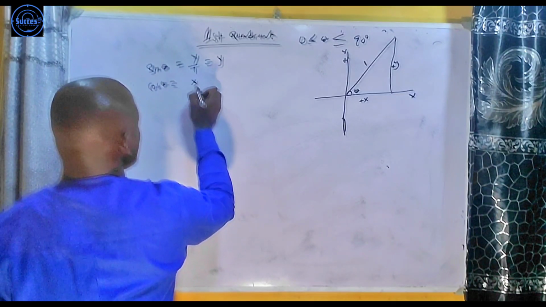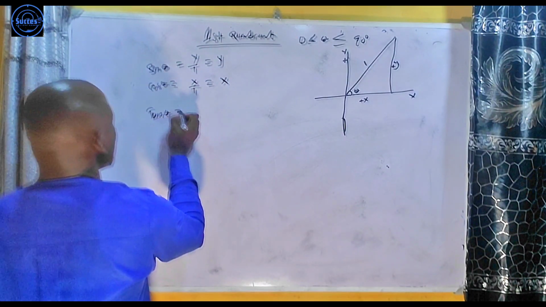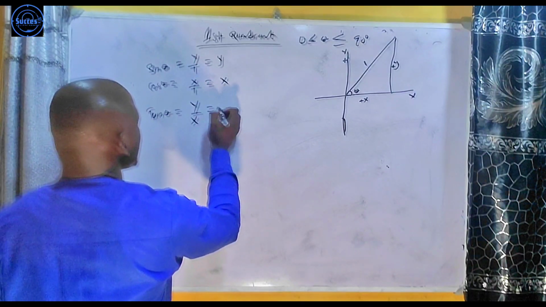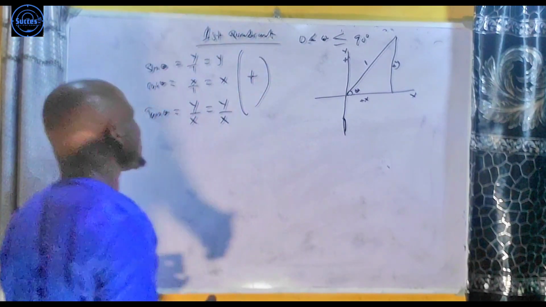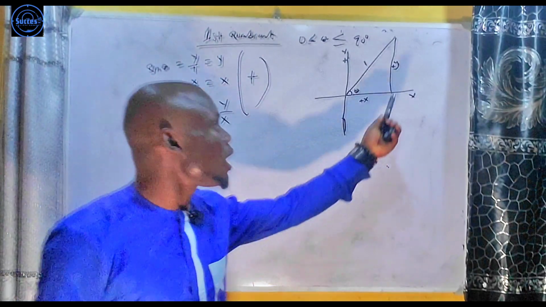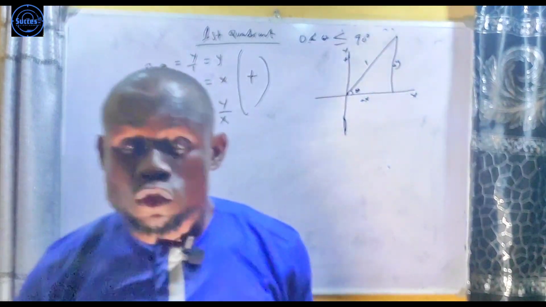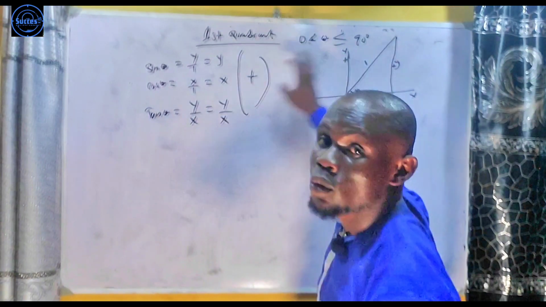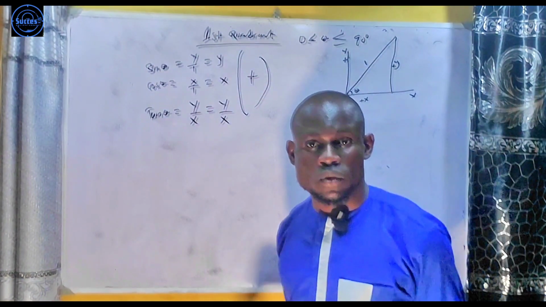And our cos theta is adjacent over hypotenuse, x over 1, which is equal to x. While our tan theta is opposite over adjacent, which is y over x. If you observe, in all these cases our sine theta, cos theta, and tan theta are all positive. It means all the angles, sine, cos, and tan within the first quadrant are all positive. This is how it comes to be that everything here is positive. The y and x axes are both positive.